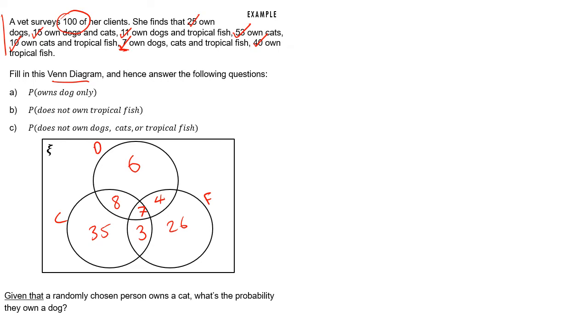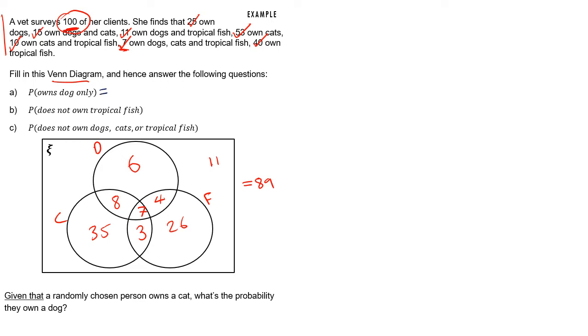Now, we were told at the beginning there's 100 people here. If we add up all the numbers in the Venn diagram, we'll see that they add up to 89. So there must be 11 of the clients who don't have dogs, cats or fish. So now we're ready to answer the probability questions.